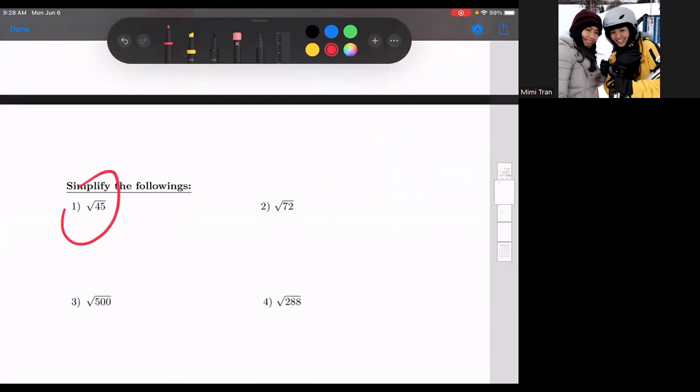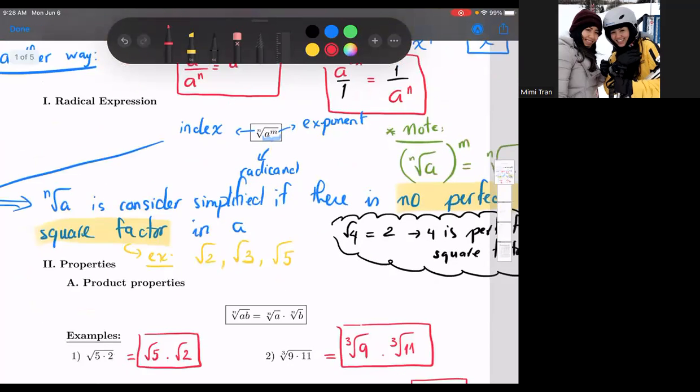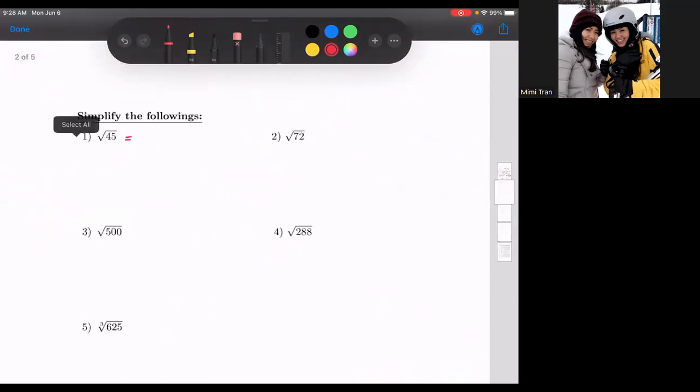You probably have something like this on the exam. Simplify this. So I'll do the first one. I have square root of 45. Remember the little remark that I did in blue here. The nth root of a is considered simplified if there is no perfect square factor, right? Now, this number 45 right here, can you think of two numbers, one of them going to be a perfect square, when you multiply them together?